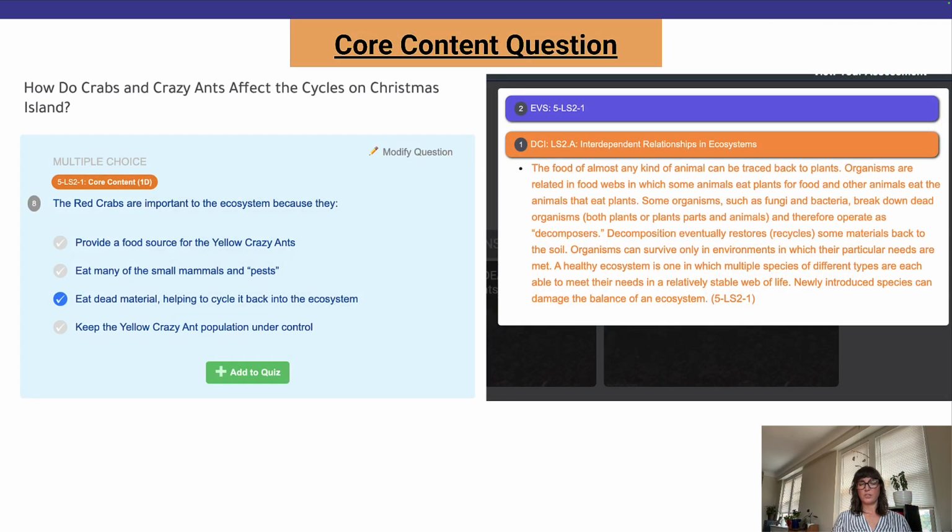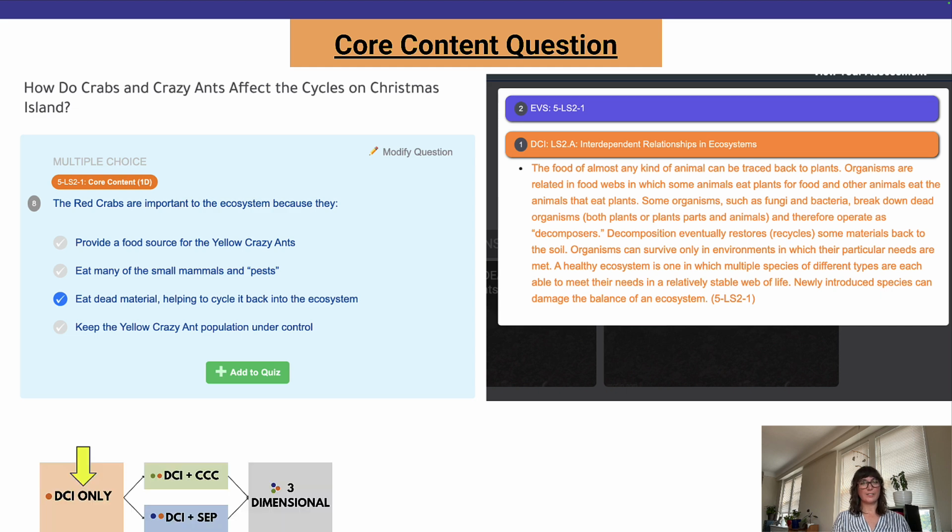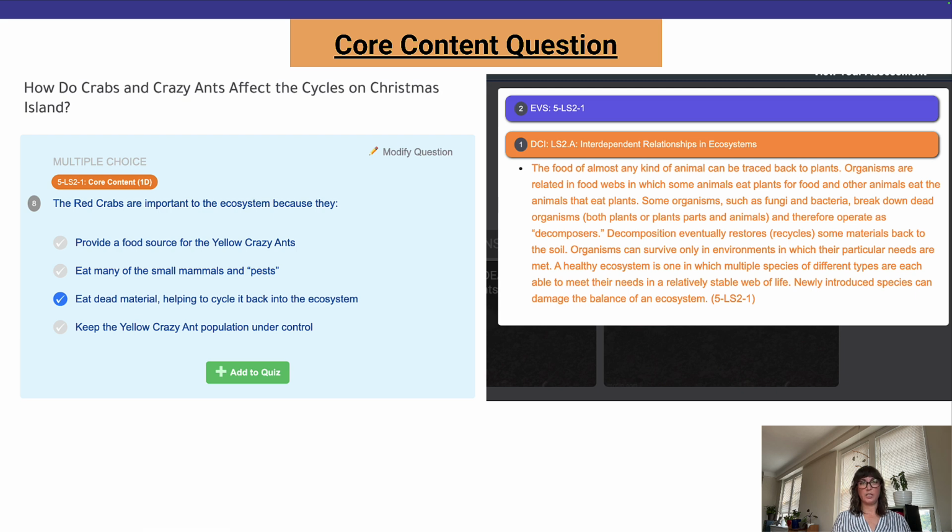One-dimensional questions, also called core content questions on the site, assess the DCI only. Again, this is the what-scientists-know dimension of the performance expectation. You can see here how question tagging in the teacher view on InnerOrbit provides information about what specific knowledge is being assessed by this question, based on its alignment to the performance expectation.